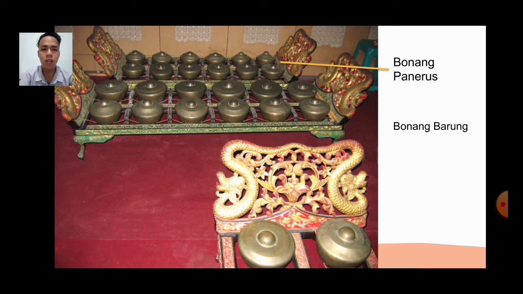Now, let's define what is a bonang barong. So, this is the bonang barong. The bonang barong is composed of about a dozen kettle gongs. It is one of the primary instruments of the gamelan, as it plays the melody an octave lower than its counterpart.